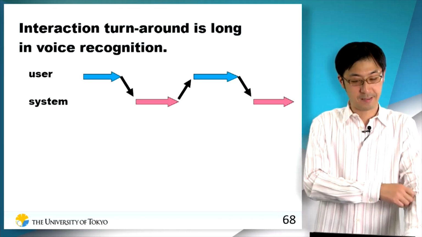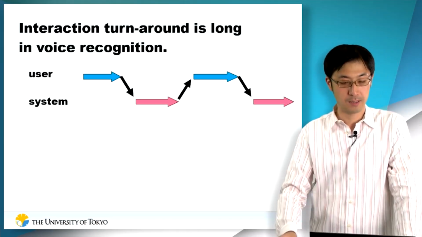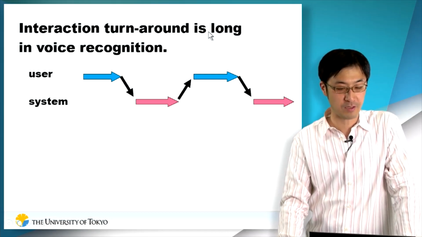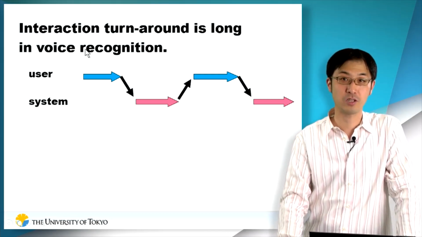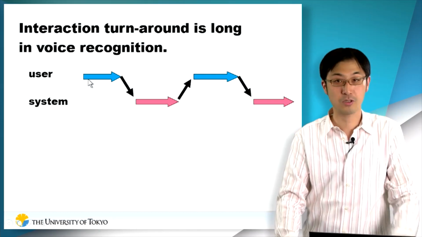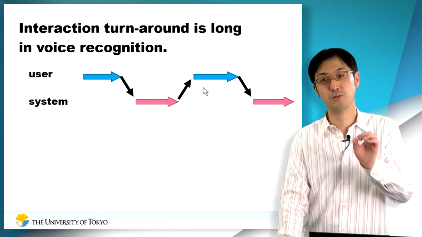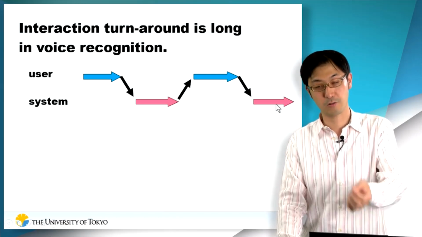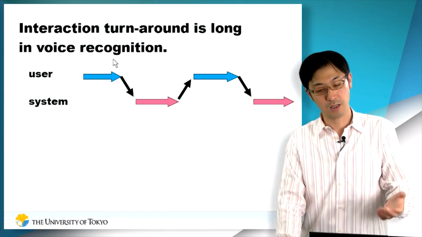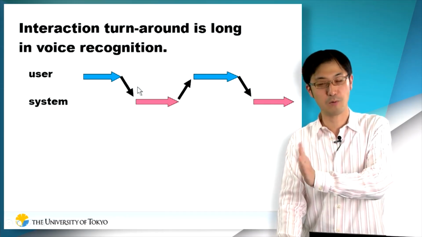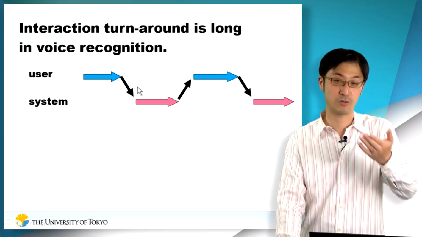And here is a kind of concept. Interaction turnaround is very long in traditional voice or speech recognition. You say something, and then the computer tries to understand it, and then you say something, and then the system tries to do something. This is very, very time consuming, and it's very discontinuous.